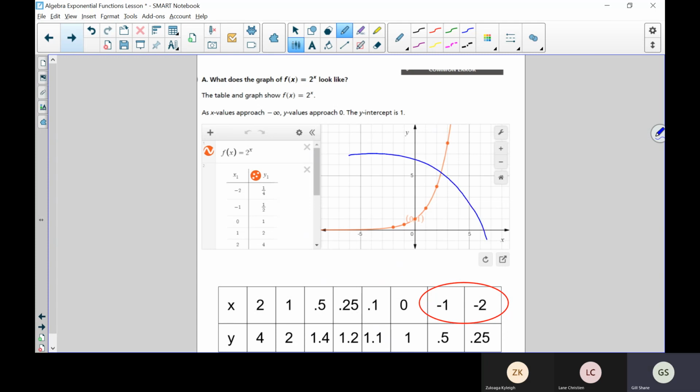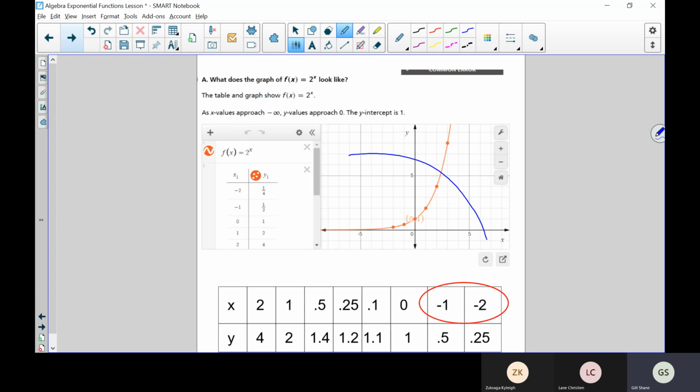Now if I had this equation, that would be exponential decay. As my x values are getting bigger, the y values are decreasing. They're getting smaller and smaller and smaller. So the blue line would be exponential decay. The red line is exponential growth.